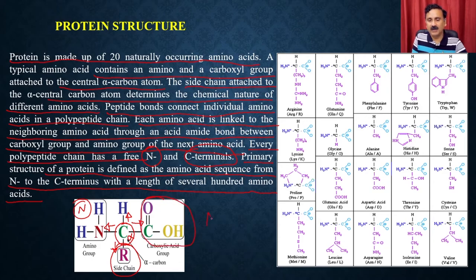That's why the protein has the amino group, then all the amino acids, and then the carboxyl group. So the protein has two ends. One is called the N terminus and the other one is called the C terminus.